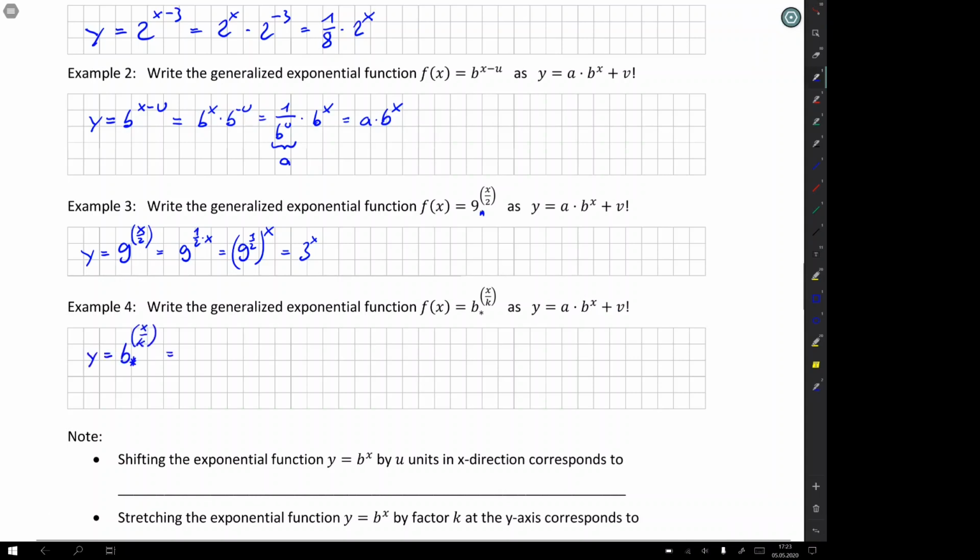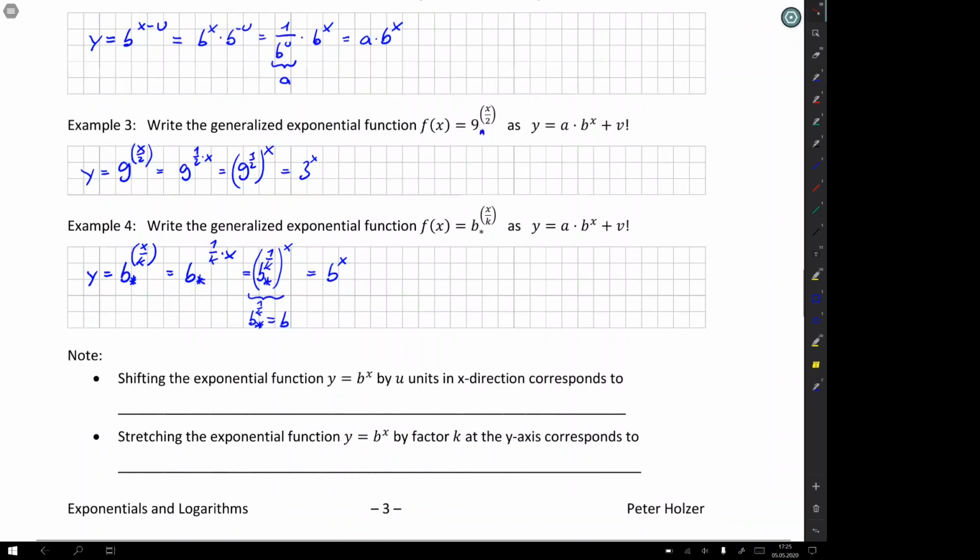Y is b star to the power of x divided by k. We can rewrite that as b star to the power of 1 divided by k times x. And then we can write that as b star to the power of 1 divided by k, and the whole thing to the power of x. And then we just replace b star to the power of 1 divided by k by another b. And we get in the end just b to the power of x.